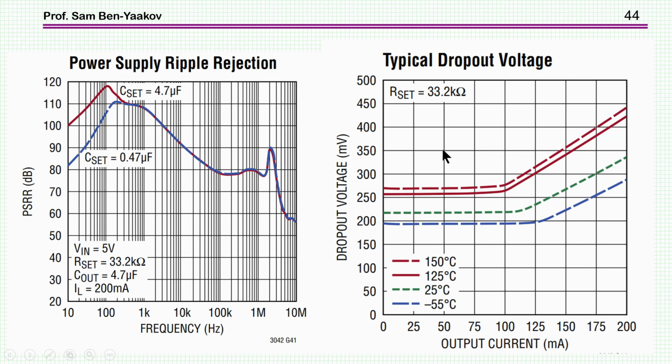Now, what about the dropout? The dropout here is between 200 to 250, depending again on the current. As the current goes up, the dropout of course increases.